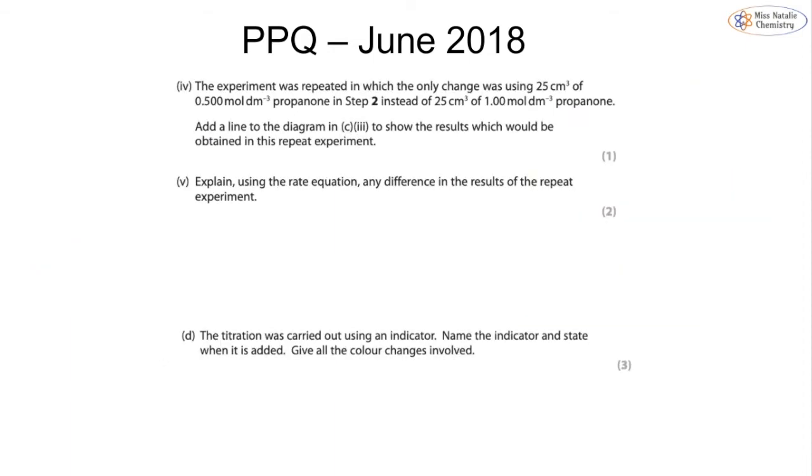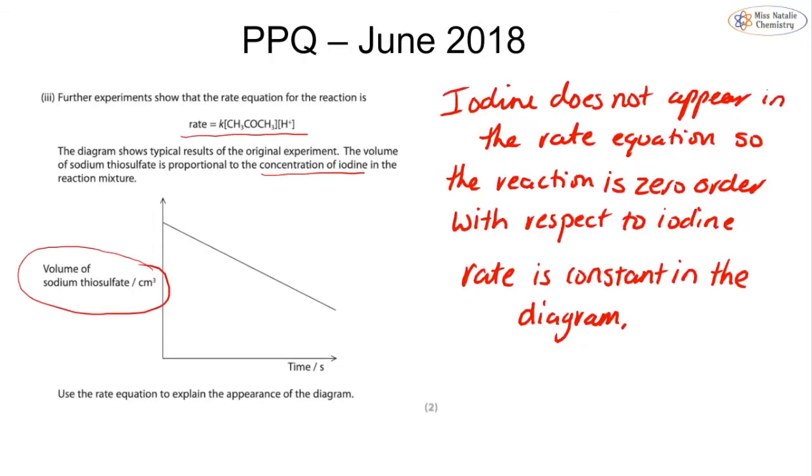The experiment was repeated, and the only change that was made was that we used 25 centimeters cubed of 0.5 moles per decimeter cubed propanol. So we are halving our concentration of propanol. We want to now add a line to that diagram to show what results would be obtained in this repeat experiment. So let's just go back. So if this is our experiment, well, if we're going to halve our concentration, that is going to have an effect on our rate. And what actually happens is we get something that will look like that. So we start at the same point of the volume of sodium thiosulfate, but we have a slightly less negative gradient.